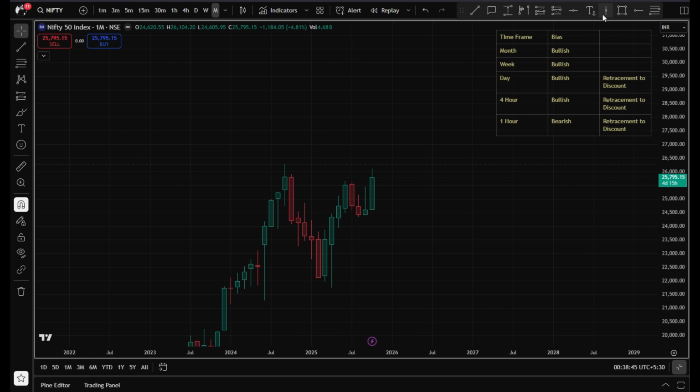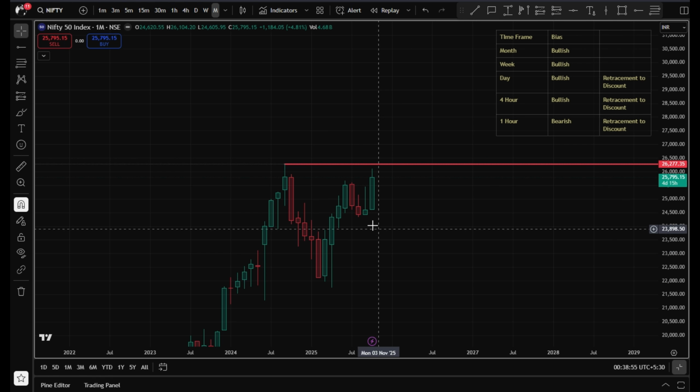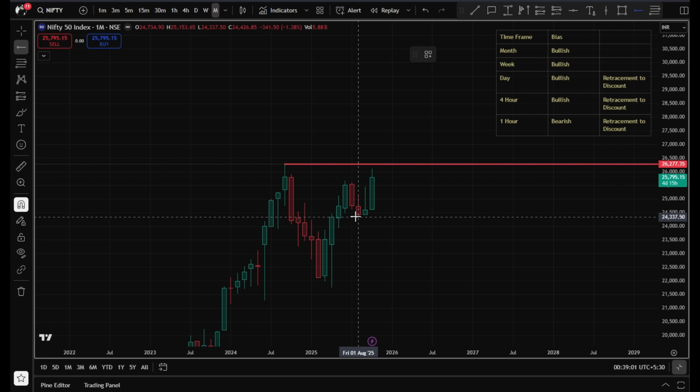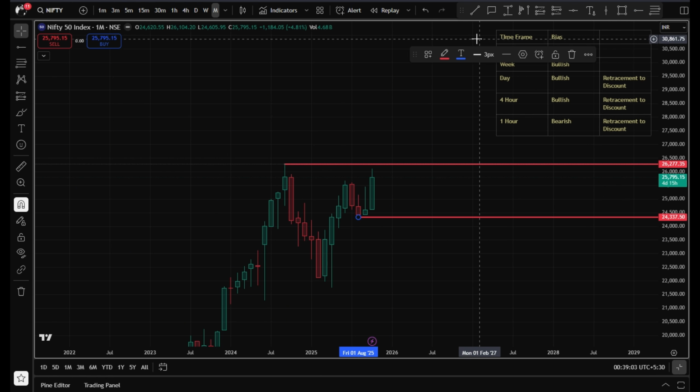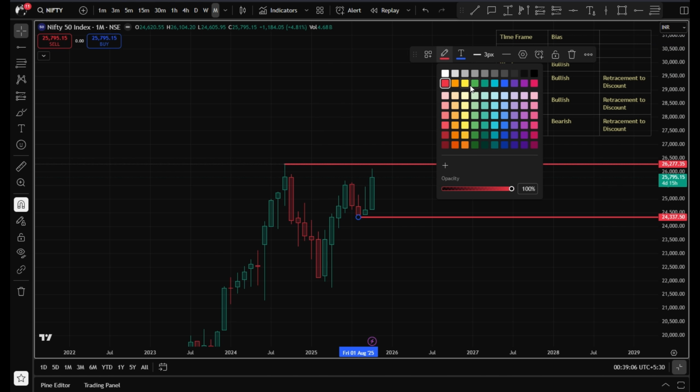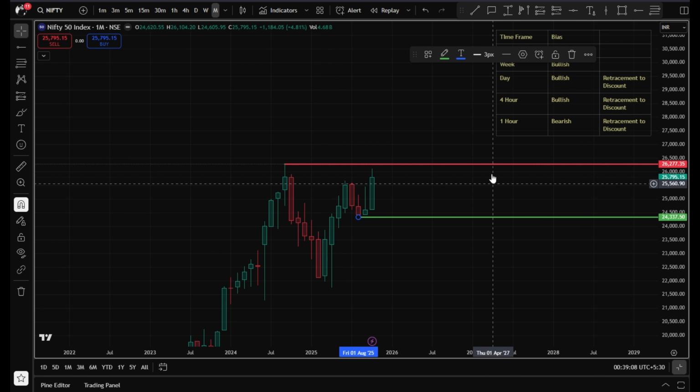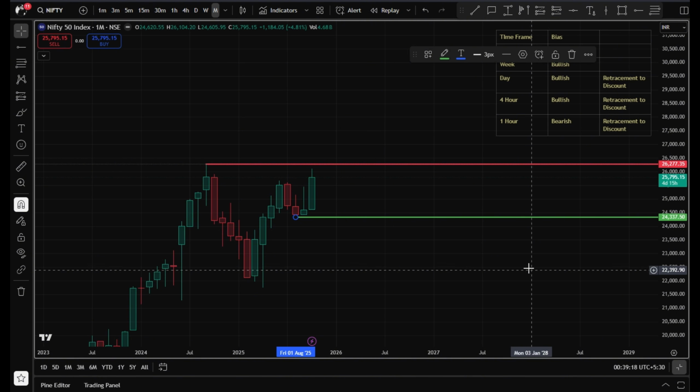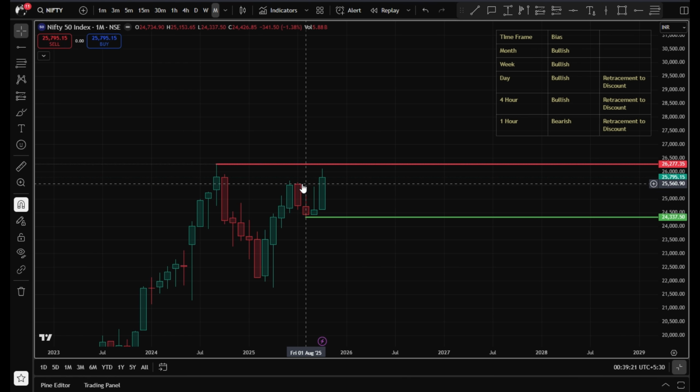Now important levels to look for are the all-time high, which I shall mark in red, and then the previous low that was created in the month of August. I shall mark that in green. So on a monthly time frame, 26,277 is the discount, and the premium is 24,350 levels.